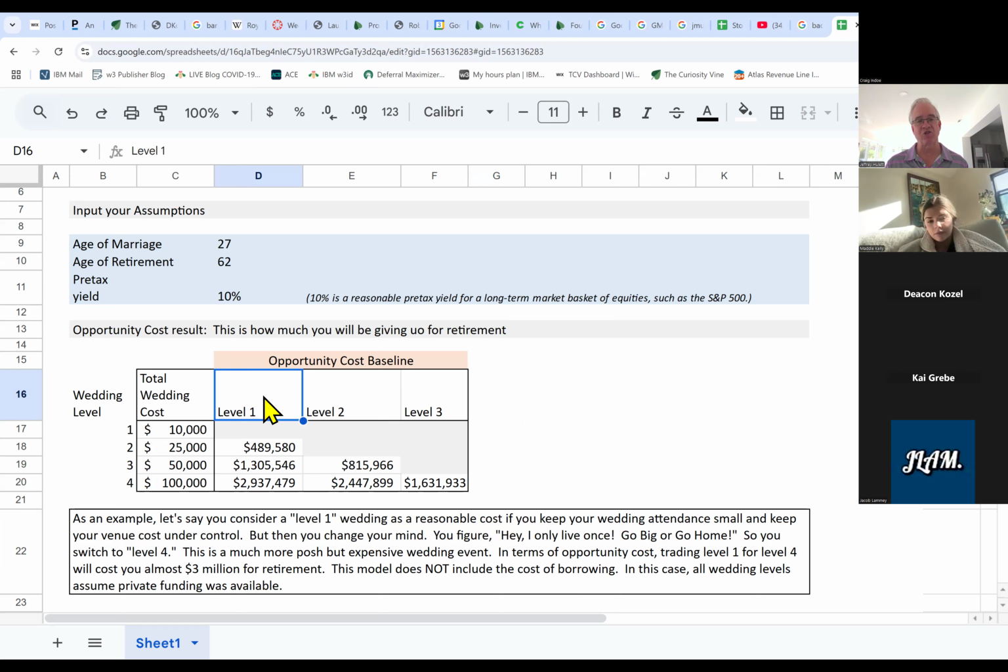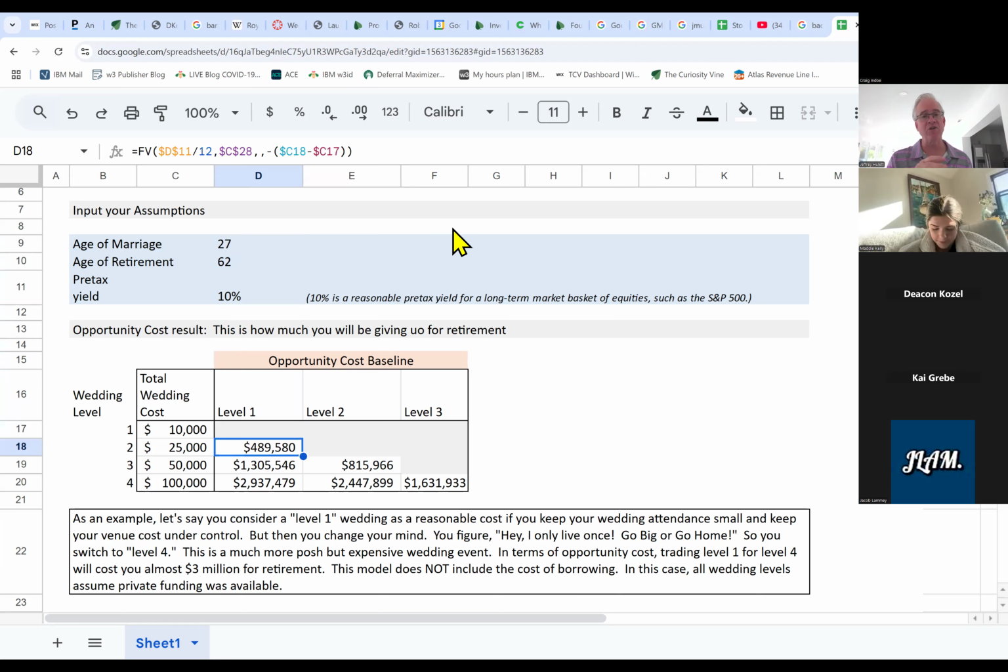Now, the way to interpret this model is that every time you go up a level, it's showing you how much money you're giving up for retirement. So, for example, if you're at level one, which is 10,000, and you're going to spend just $15,000 more to go to 25, if instead you invested that money for retirement, which again, you're 27 and retirement is at age 62, right? So over that period of time, if you would invest that 15,000 instead, what you're giving up is almost $500,000. So that's the way to look at that.